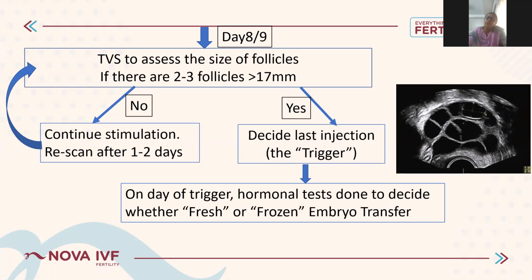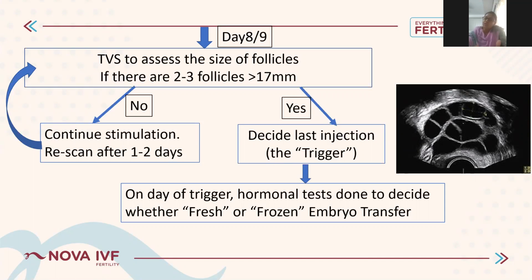Now, what is the trigger? The trigger is the last injection which is given in this protocol, so that the eggs we get are mature and good quality eggs. And after the trigger, after 35 to 36 hours, we do the egg retrieval. On the day of the trigger, we will decide, depending upon your response and your hormonal status, whether we will go for fresh transfer or frozen embryo transfer.